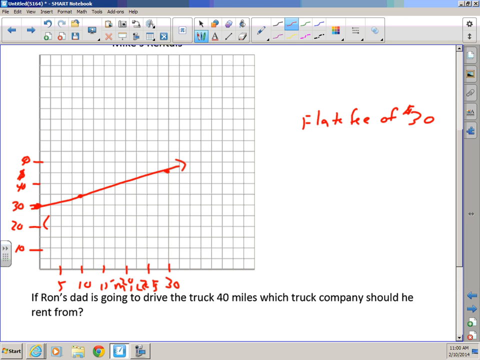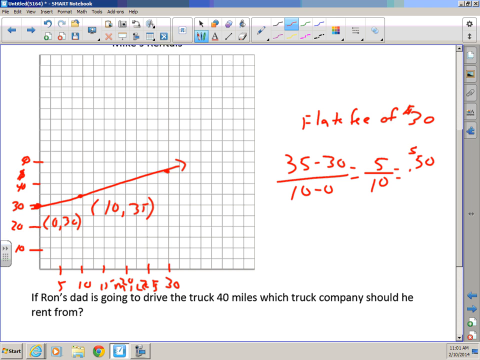But if you take any of these 2 points you'll see that 35 minus 30 over 10 minus 0. For 10 miles, he's charged me $5. So he charges me 50 cents a mile, or y equals 0.50x plus 30. Now, who charges more for 40 miles?